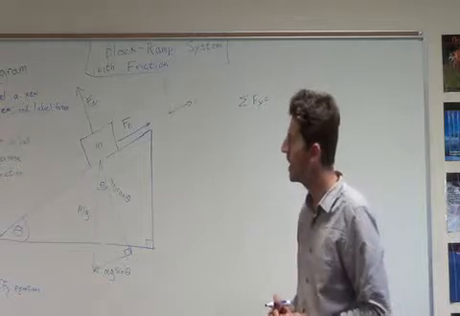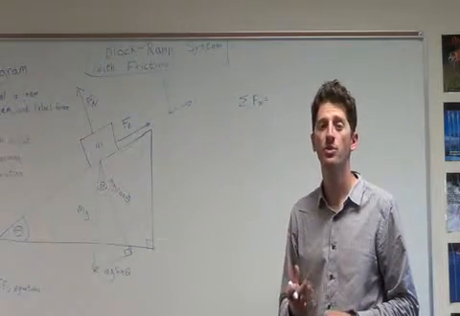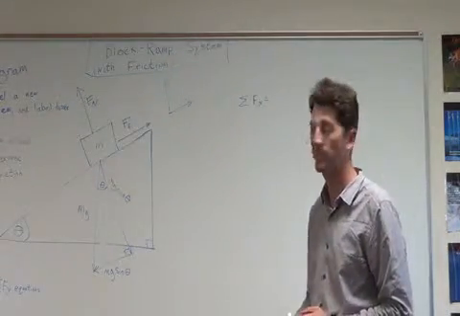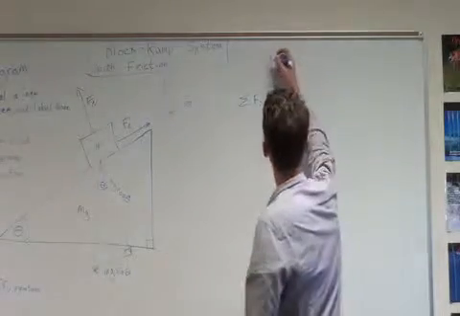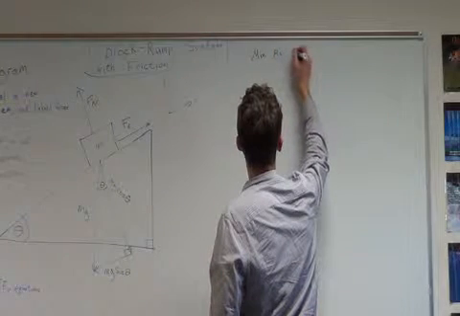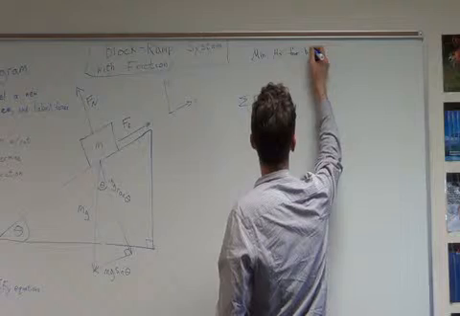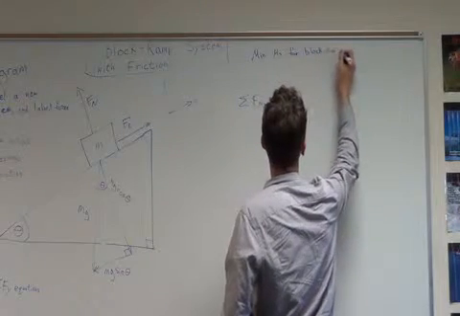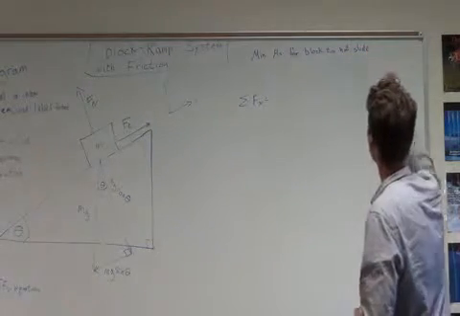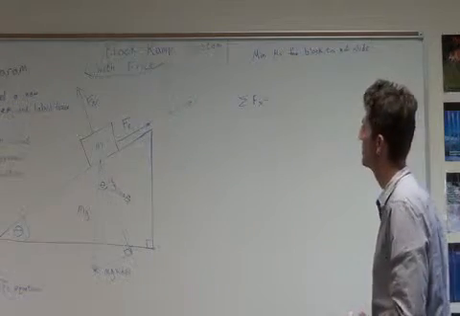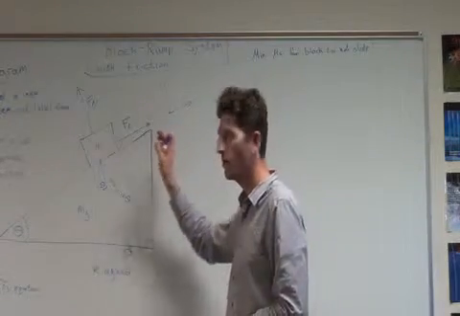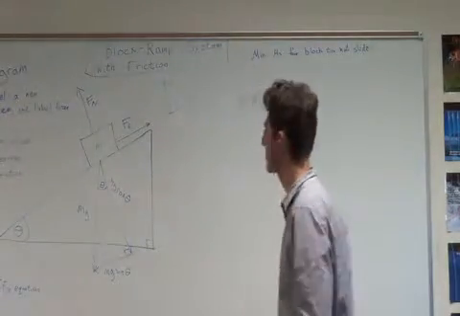So we can find the minimum mu sub s, or the minimum coefficient of static friction, to keep this block from sliding down the incline. So let's do it. Let's say minimum mu sub s for the block to not slide. All right, in this case, with a static system, the sum of all these forces has to be 0 because there's no acceleration. So let's do this.